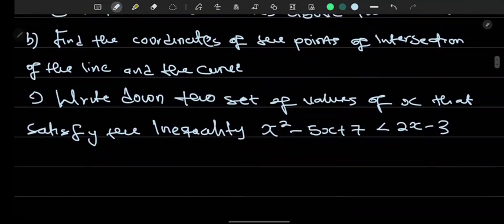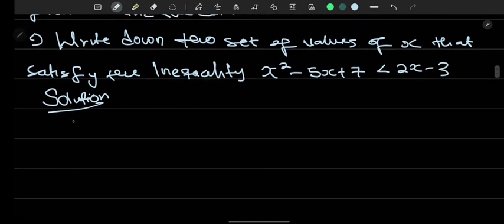Okay, now looking at this given question, solution. We are given an equation of a curve and an equation of a line, where the equation of the curve is given to be x squared minus 5x plus 7.